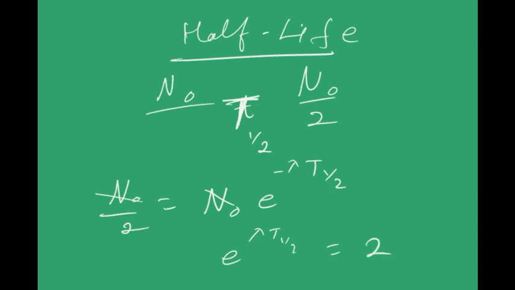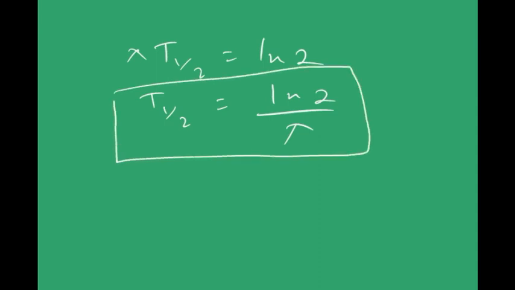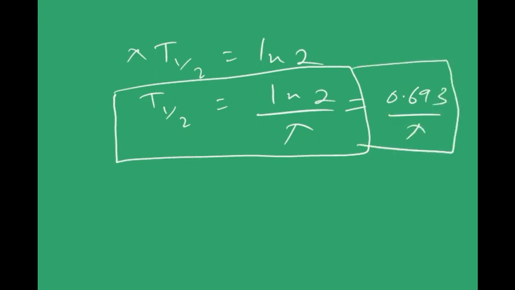When I take logarithm on both sides, I'm going to get lambda t 1 by 2 is nothing but ln 2. In other words, t half-life is nothing but ln 2 by lambda. So this is the equation which gives half-life. It depends only on the disintegration constant, or you better remember it this way, 0.693, which is nothing but ln 2, by lambda. Hope this is fine. And now you know what is half-life.